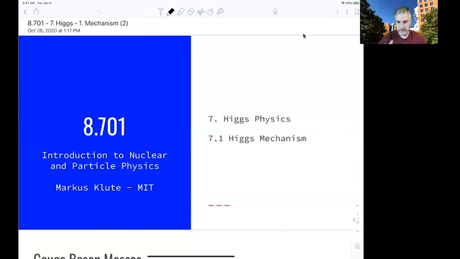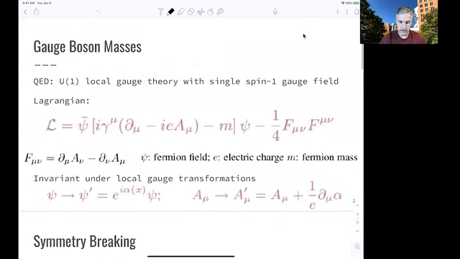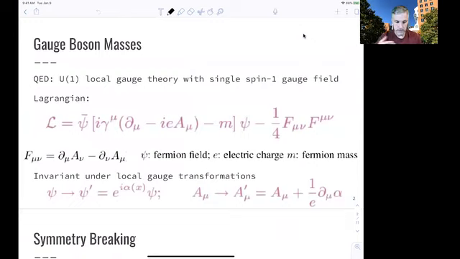So let's have a look at this and start with a simple observation. When we write down our Lagrangian for a simple spin one field, gauge field, like a photon, we find that we want to have local gauge invariance for this Lagrangian, which means that we can do a local gauge transformation of our fields, and the physics should be unchanged by this. So the physics, meaning the description by the Lagrangian, should be invariant under this transformation.